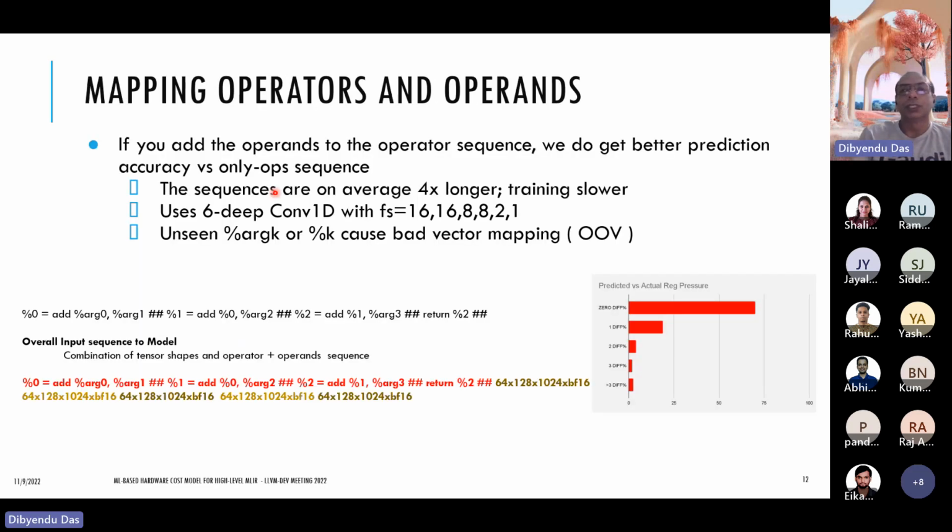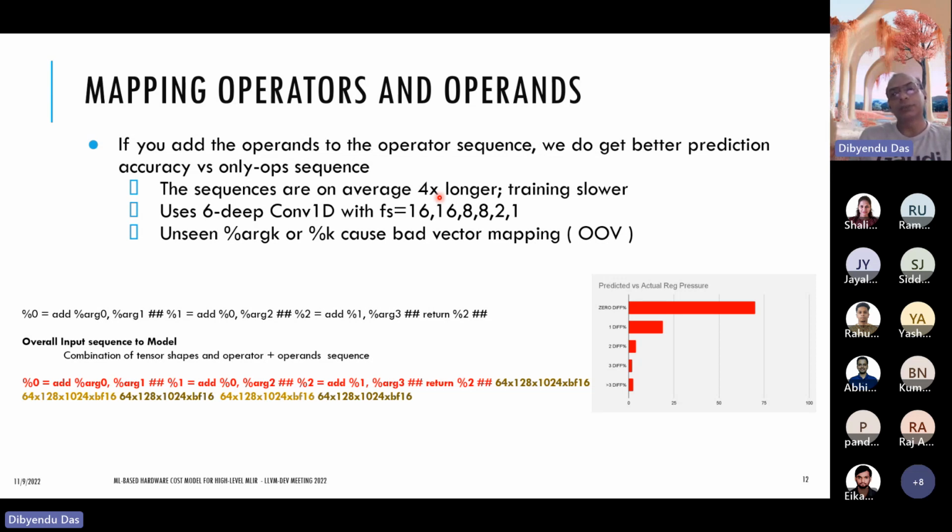Okay. So the next one that I promised to tell you about: we did two kinds of encoding. One is where we took the operators, but not the operands, and we obviously expected that to be of lower quality, which it actually is. Then you add the operands to the operator sequence, and we do get much better prediction. The reason we also tried that is that the moment we add the operands, our sequence gets much longer. The number of tokens will, on average, increase by 4x, because you are adding all the operands now: at least two operands on the left, one operand on the right, and things like that.